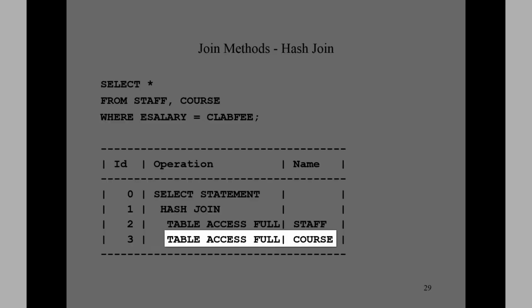We then read the entire course table. One by one, the lab fee values found in this table will be used to hash into the hash table. This is how we compare lab fee to eSalary. When the hash results in a collision, we have found an equal value. The row from course that contributed the matching or colliding CLab fee value will be joined with the row from staff whose eSalary value resides in the hash table slot.